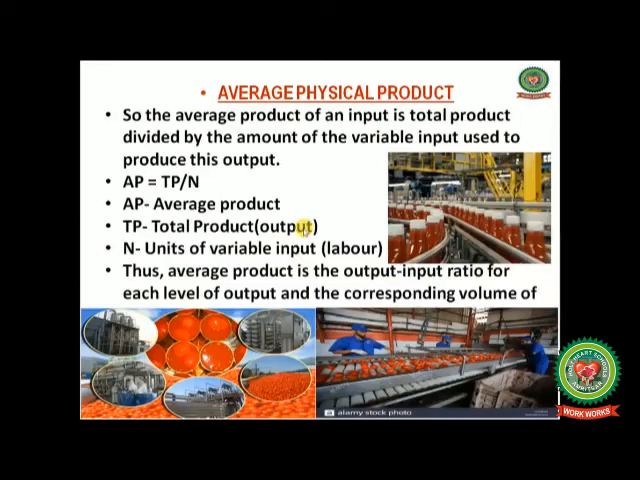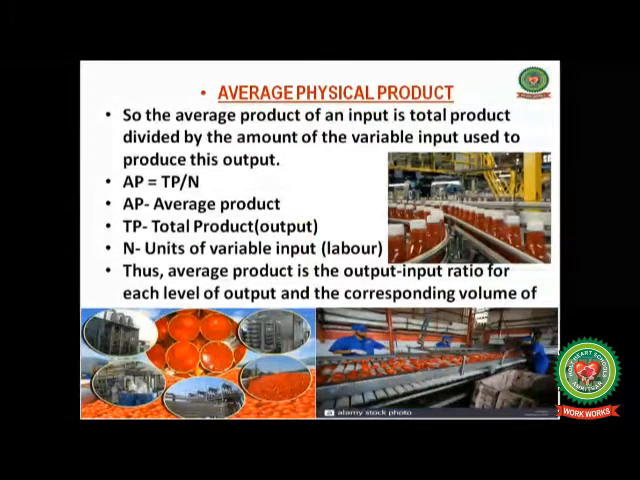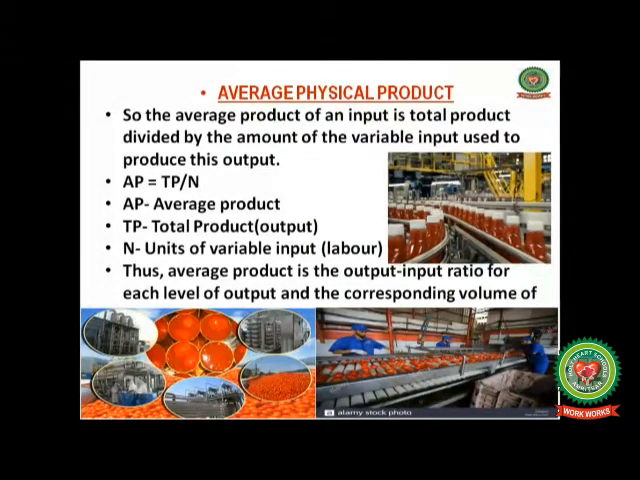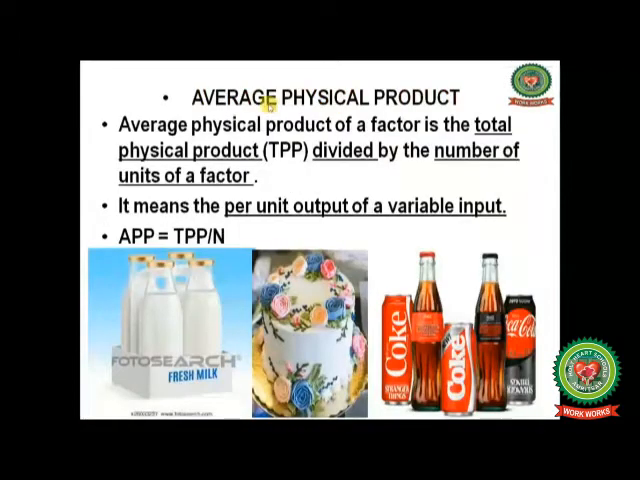Done. Now, the average product of an input is the total product divided by the amount of the variable input that is used in the production process. So the formula is average product equals total product divided by the number of laborers. Average product is the output-input ratio of each level of output and the corresponding volume of the input.